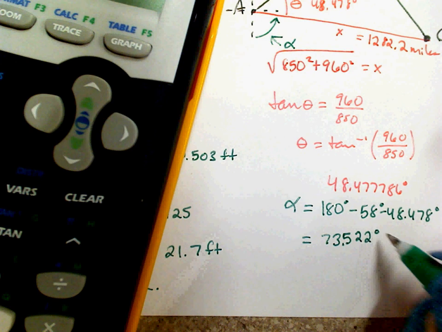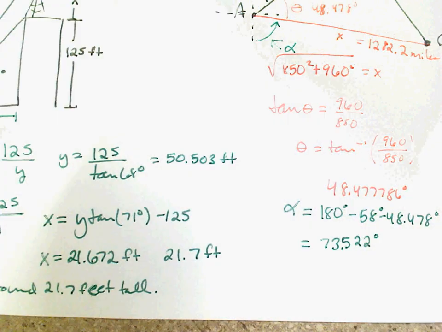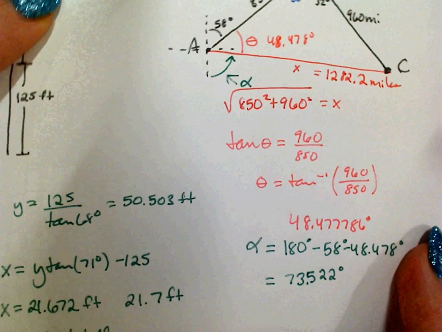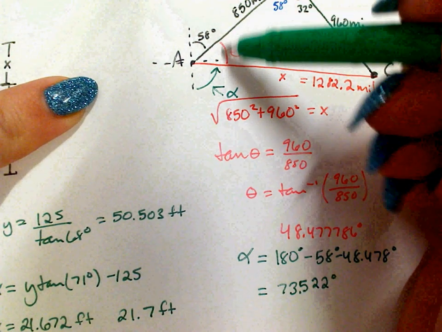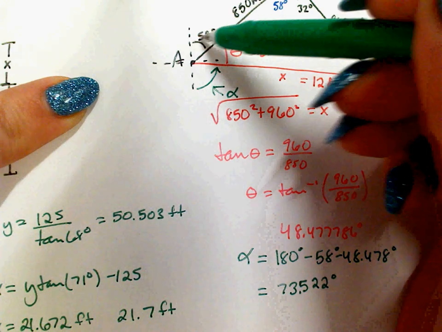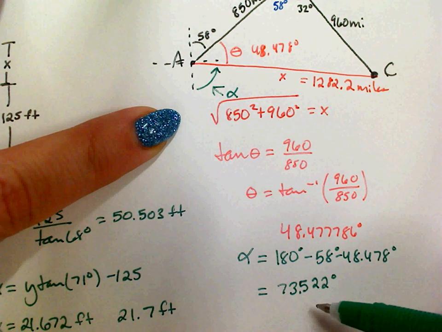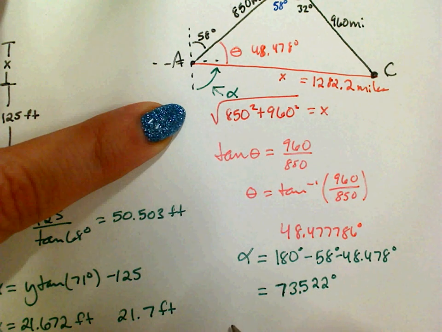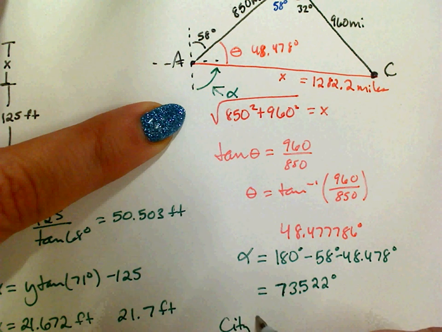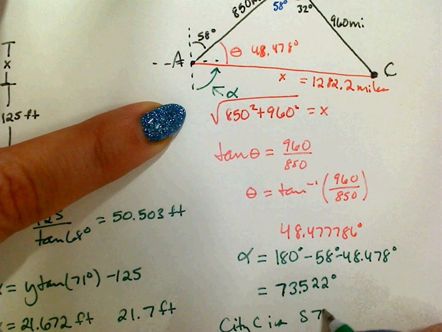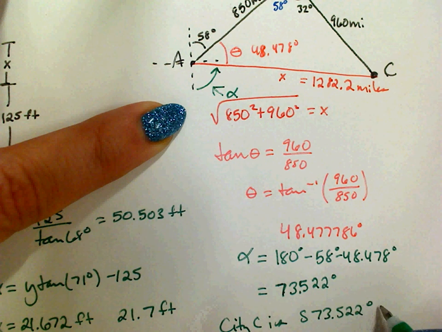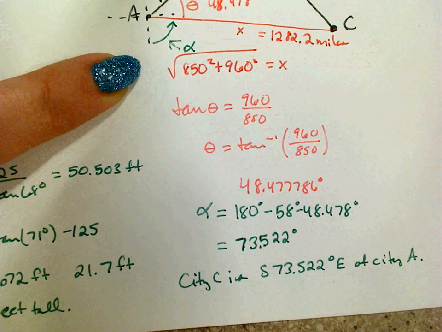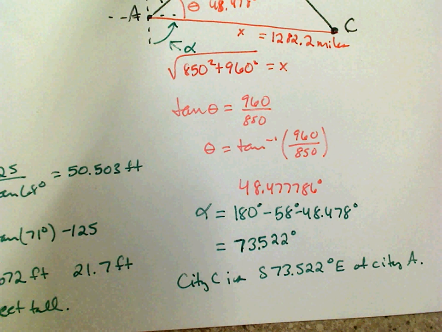Okay. So when I look at this image right here, I'm supposed to figure out the bearing from A to C, right? So if I find this angle and I know this angle, then 180 minus those two will give me this right here. 73.522 is less than 90, which means we are definitely going south. So I would say city C is south 73.522 degrees east of city A. And that would be my final answer. And we don't have to do 126 or 127. So we're done.